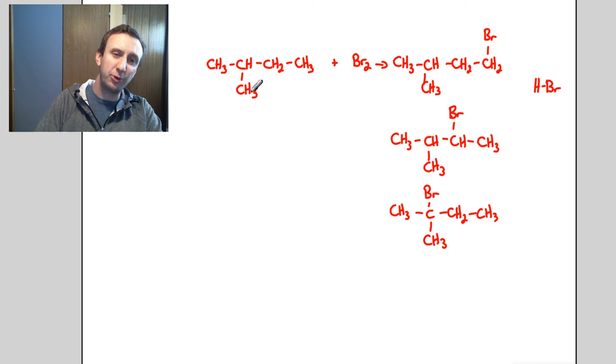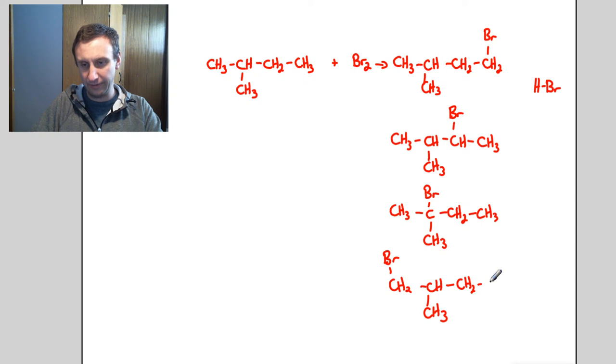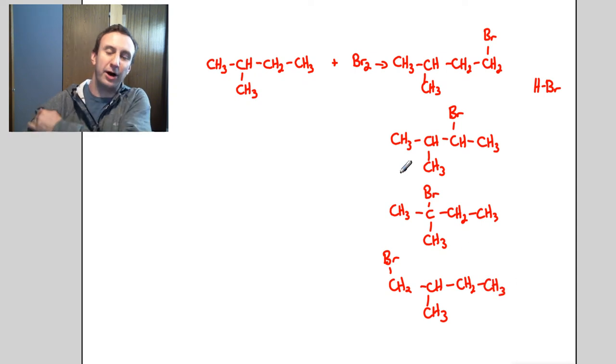Or finally, I could replace one of these hydrogens with a bromine. Now, it's important to realize that both of these are equivalent, right? No matter where I put the bromine, that's going to become carbon number 1 in this scenario. So let's go ahead and just replace that one with the bromine and realize it's both the same. So CH2Br, CH, got a CH3 here, CH2, and CH3. So I could have that product as well.